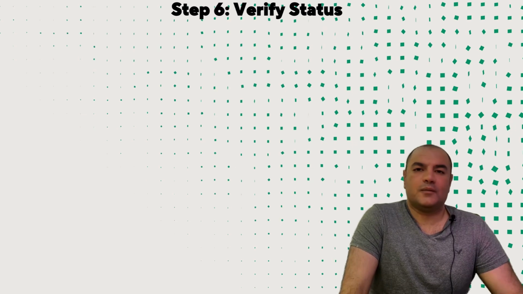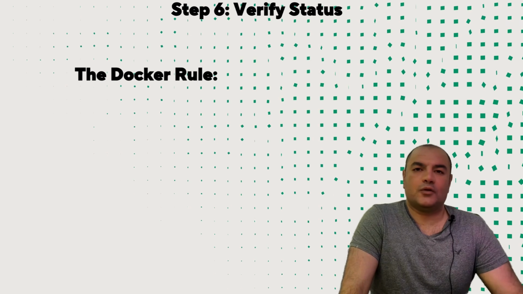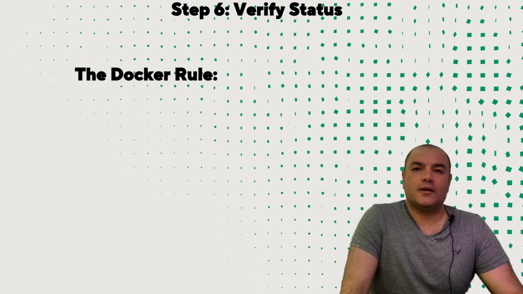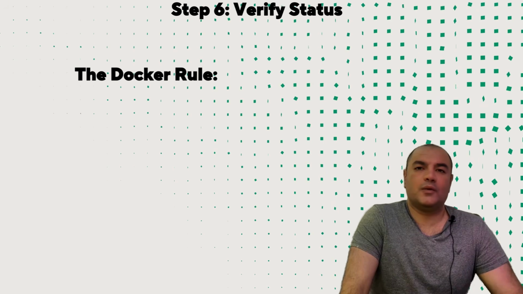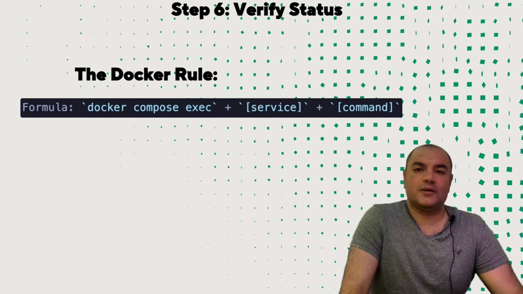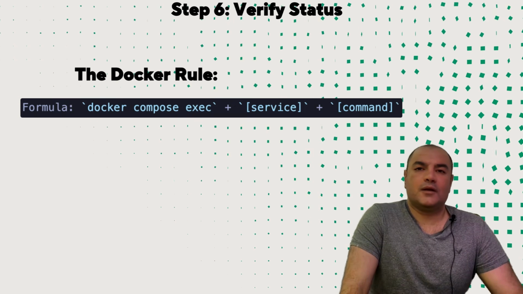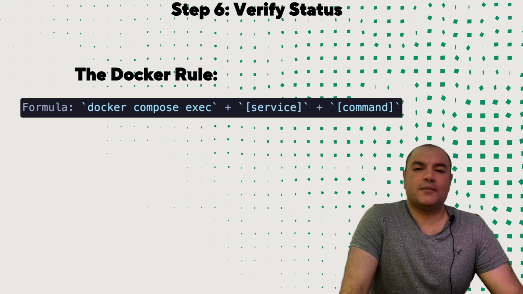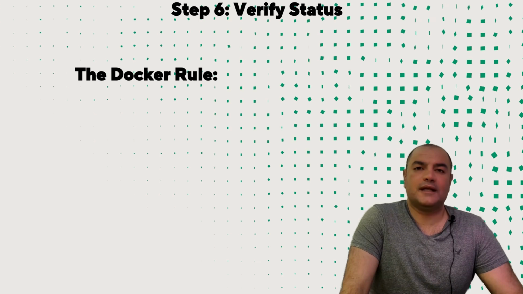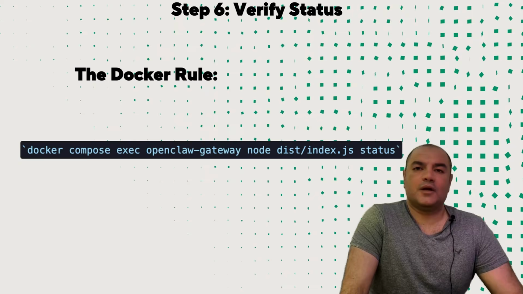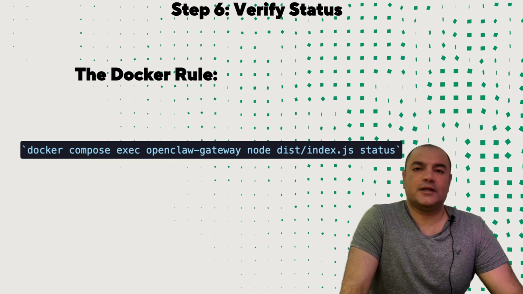Now let's check if our bot is alive. Refresher: OpenClaw commands normally run locally. Since we are inside Docker, we must use the docker-compose exec format instead of the usual OpenClaw commands. Here is how we need to augment them to run inside the container. Formula: docker-compose exec plus service plus command. Now, type this into the terminal to check the status of our OpenClaw gateway. docker-compose exec openclaw-gateway node dist/index.js status.